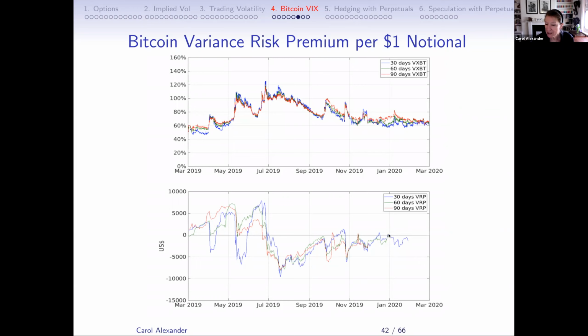For the 60 days, we need 60 days, so this series ends here. And similarly, for the 90-day, to get the variance risk premium, we need a sum of squared log returns over this 90-day period to calculate this number. But as you can see, the variance risk premium is a little more balanced than it is on equities.